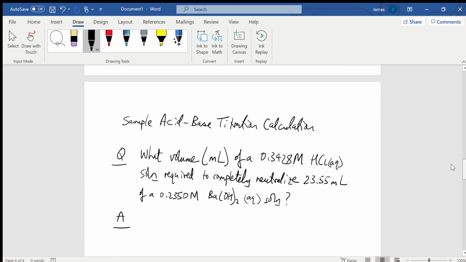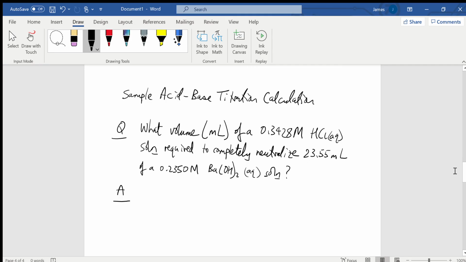Okay, now a couple of typical calculations, and I'll be providing sample calculations with full workings and solutions to my students. But here's an example just for the video as well. So a sample acid-base titration calculation. The question reads, what volume in milliliters of a 0.3428 molarity HCl solution is required to completely neutralize 23.55 ml of a 0.2350 molarity barium hydroxide solution? Okay, so that is our question.